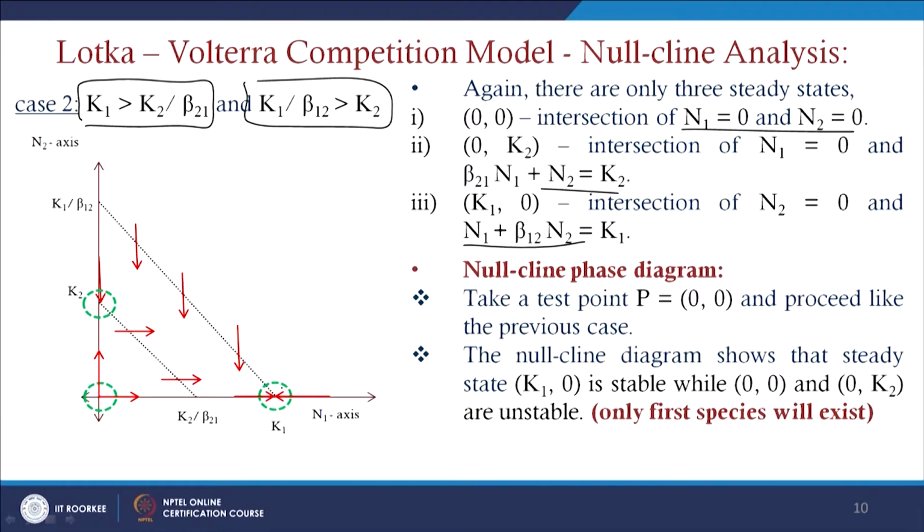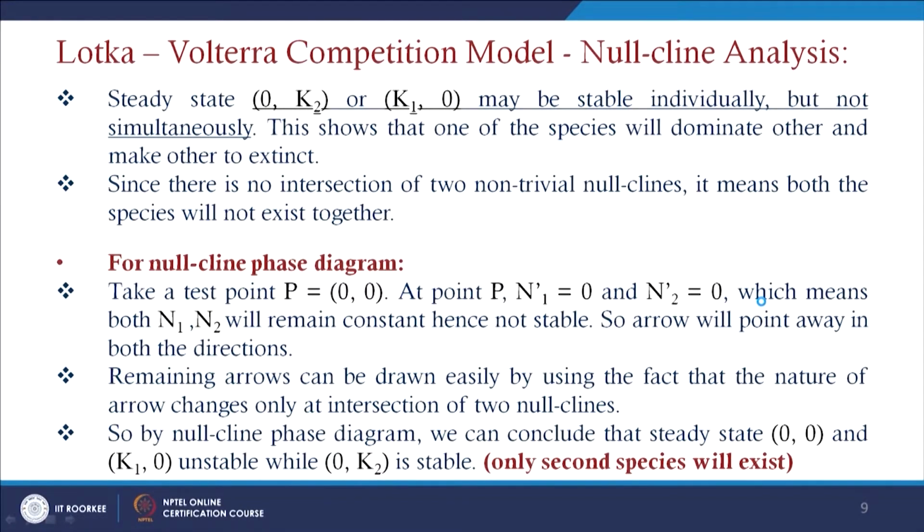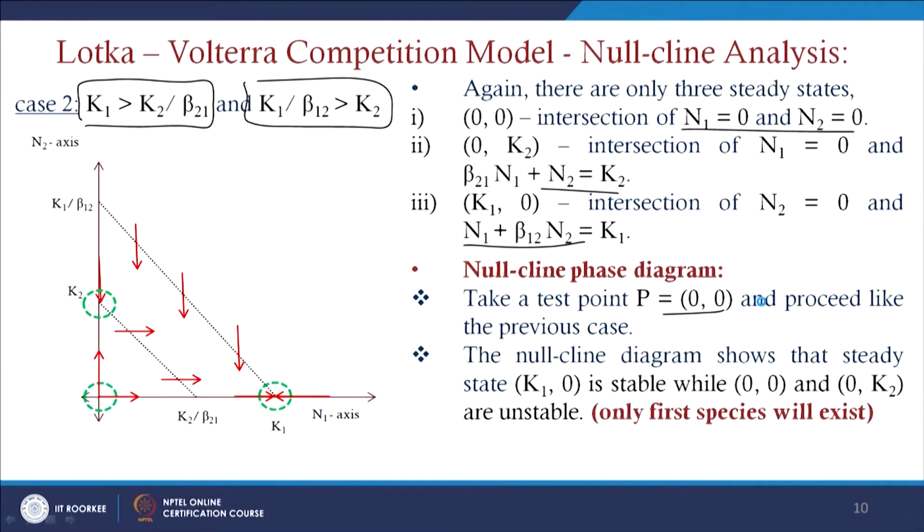And for this case, we can find that K1 represents the stable state here, but K2 is unstable, and there is no intersection of the nullclines here. So, for the test point, if you consider P equals (0, 0) and proceed like our earlier case, we will have n1 dash equals 0 and n2 dash equals 0. This means that n1 and n2 will remain constant, hence not stable.